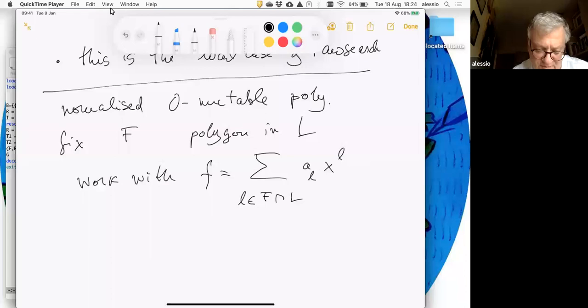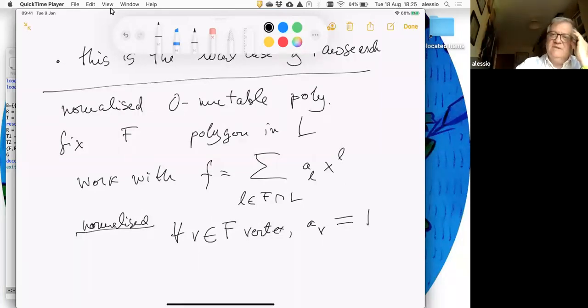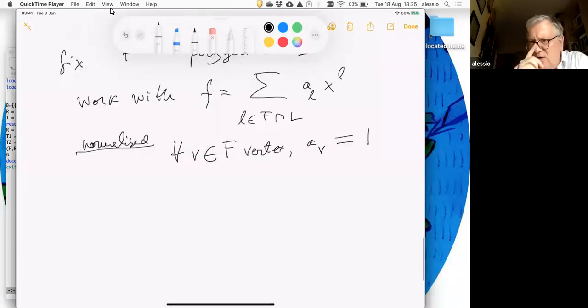And here normalized means that for every vertex of F, the corresponding coefficient is 1. So this guarantees that the Newton polytope of f really is F, little f, big F. From now on, there's always a fixed F, and all the Laurent polynomials are going to be normalized.